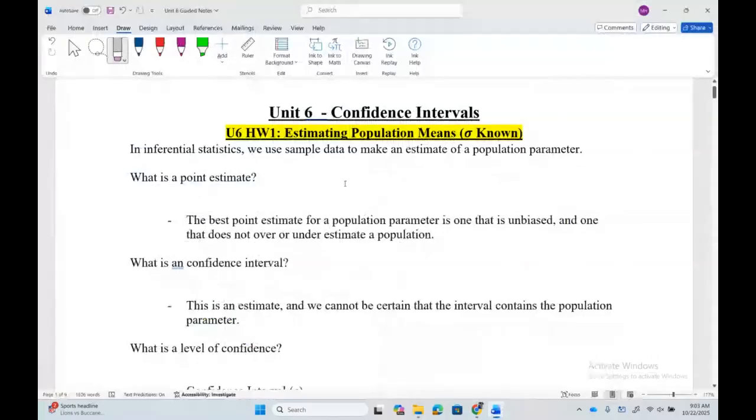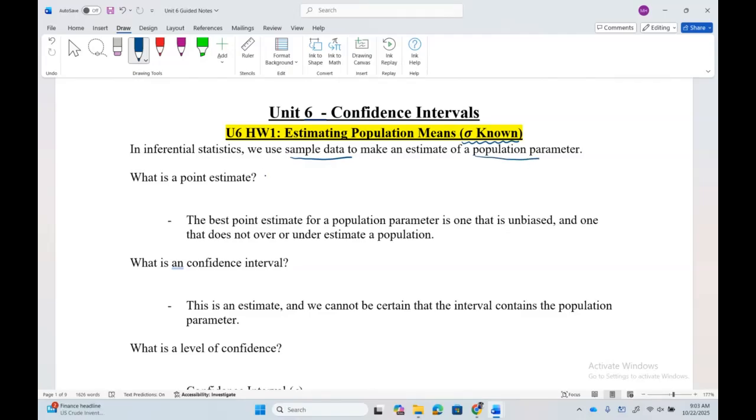Okay, in this video we are going to start talking about making a confidence interval, especially when we know our population standard deviation. So we're going to get started here. It talks about using sample data information, and then we're going to estimate what the population would look like based off of that.